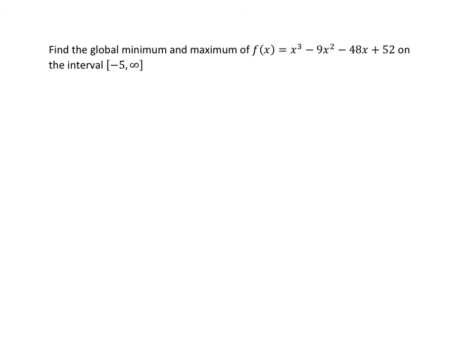In this next example, we're going to keep everything exactly the same. This is the exact same function. The only thing that we've changed now is the interval, that we can go from negative 5 to infinity. So let's talk about our possible locations. We now only have one endpoint. The endpoint, negative 5. And then we also need to think about, okay, what happens as we go to infinity?